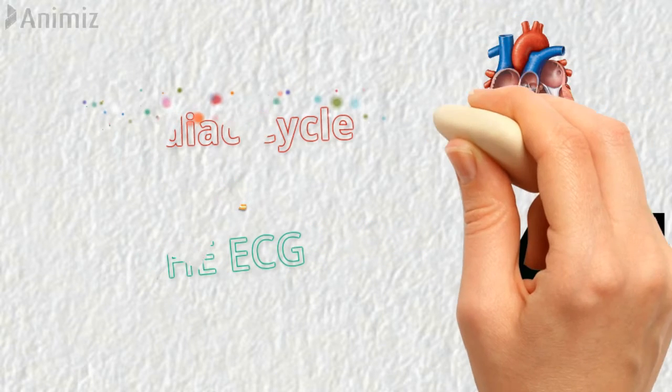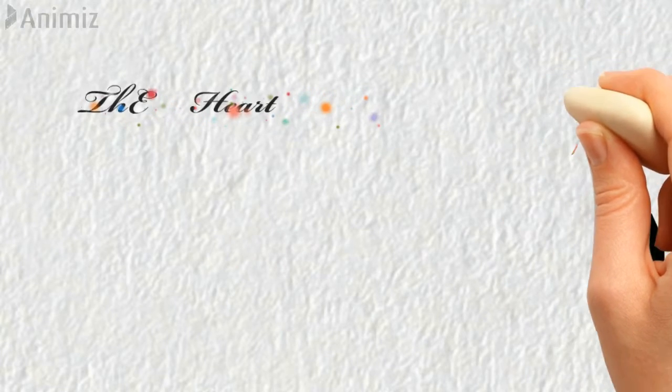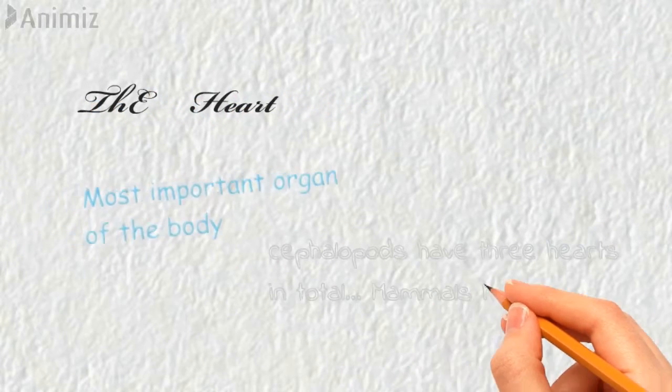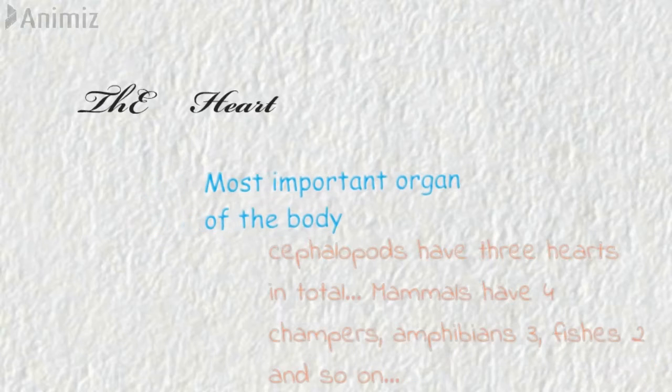Cephalopods, which include squids, have 3 hearts in total. Mammals have 4-chambered hearts, amphibians 3, fishes 2, and so on.